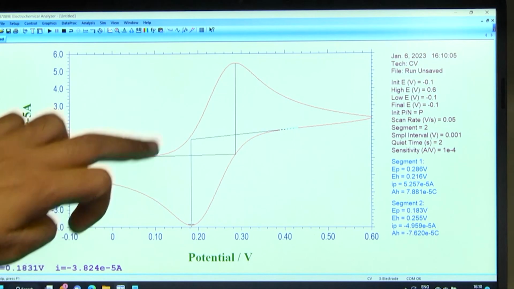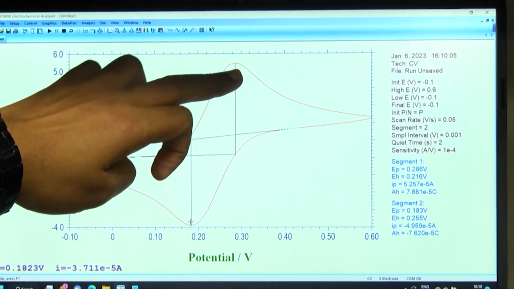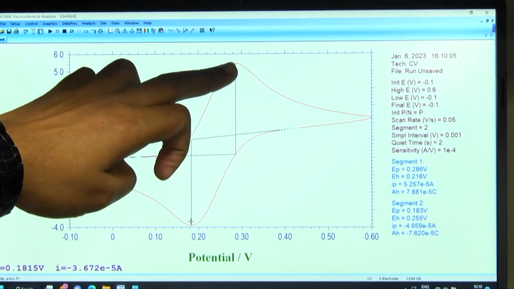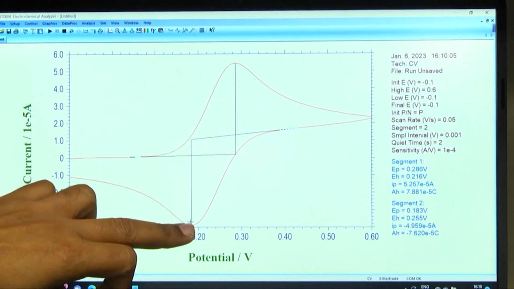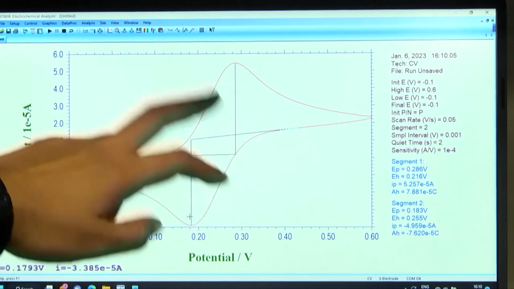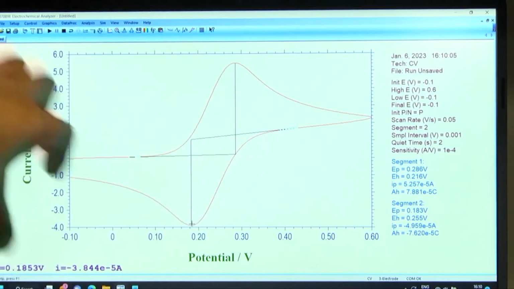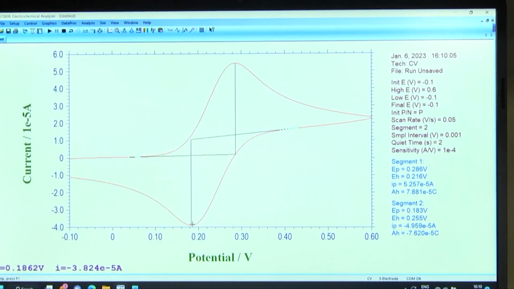And as I taught you, EPA means anodic peak potential, and this is the cathodic peak potential. If you add them and divide by 2, then this will be your formal potential, right. This is all the story for the cyclic voltammogram here.